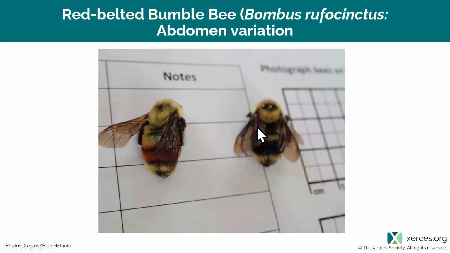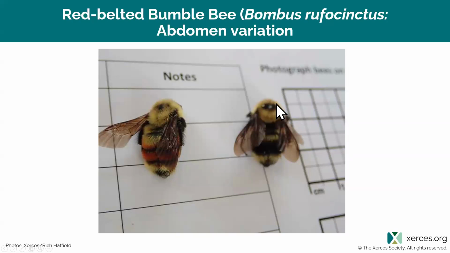The first one being that both of these individuals have yellow on T1 and then a crescent shape of yellow on T2. On this individual, the rest of the abdomen is solidly red, but it has a stripe of yellow on T4 and then a little bit of yellow on T5. We see a similar coloring pattern here where the rest of the abdomen is black, but we have that stripe of yellow on T4 and a little bit of yellow on T5.